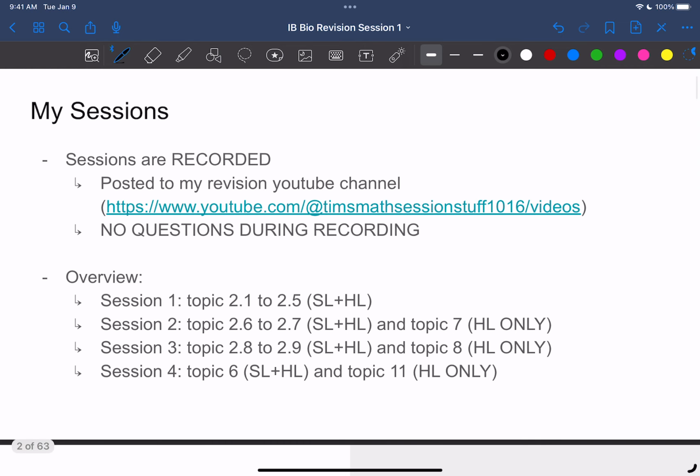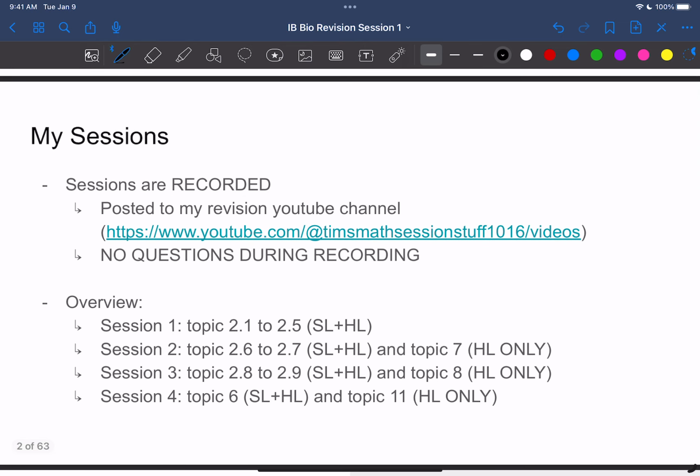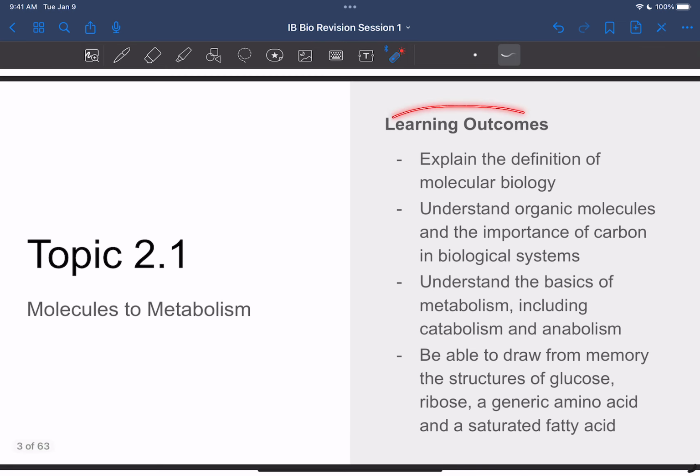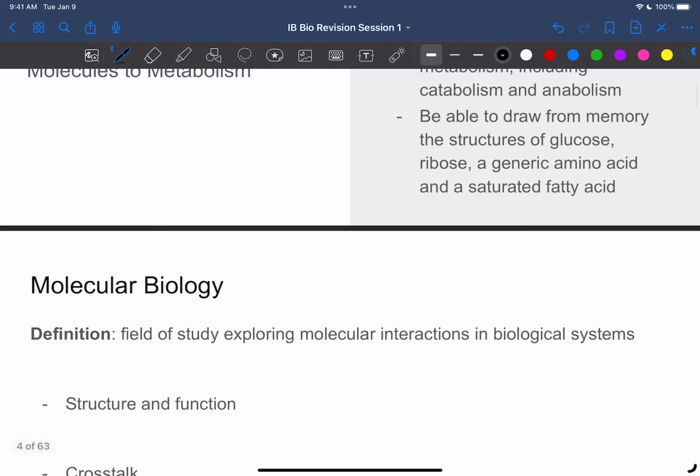And just for a quick overview, I'm going to be going over topic 2.1 to 2.5 today, which is both standard level and higher level. And then for the next 3 sessions, I'll be doing 2.6 to 2.7 in conjunction with topic 7, and then the rest of them are just kind of on here. So yeah. All right, so getting right into it, we're going to start off with topic 2.1. Here are your learning outcomes. You can read these on the PDF or just in the video later to help you guide yourself along your study process for this topic, but I will be doing the rest right now.